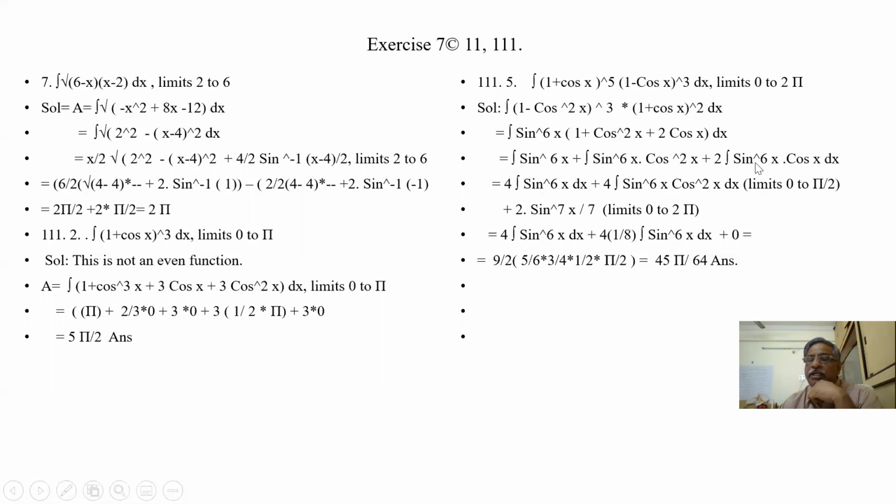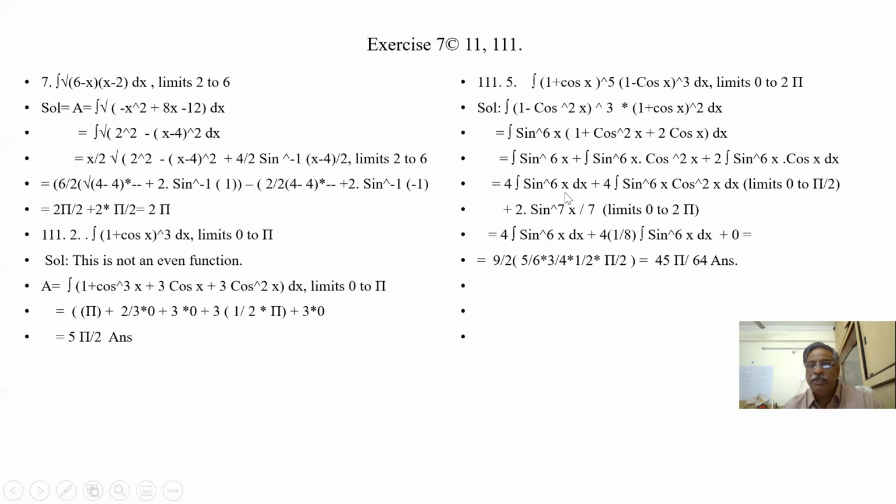This I can solve directly. Sine to the power 7 by 7, directly, with limits 0 to pi by 2. So the last term is 0 because applying 2 pi gives 0, applying 0 also gives 0. So the integral of sine from 0 to pi here is also becoming 0. So what is left out is the first two terms.